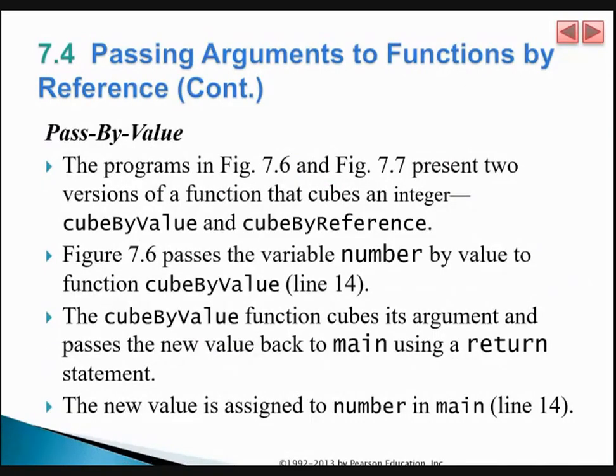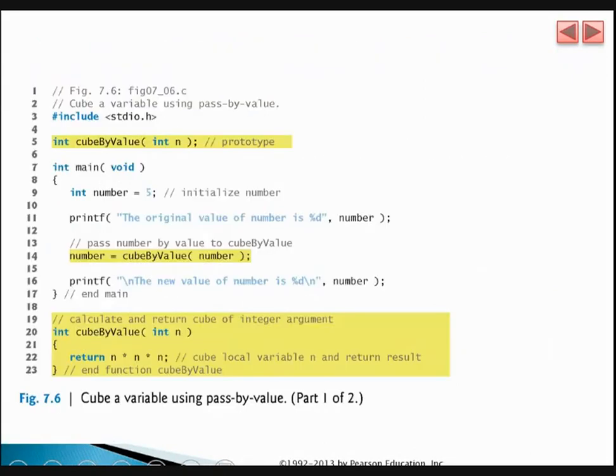Okay, so now we will see a cube function. In one we will do call by value, and in one we will do call by reference. So let's have a look at the function. This is the prototype. Cube by value: in cube by value we will have a simple variable. We have a number 5. The original value of the number is 5, so 5 will get printed.